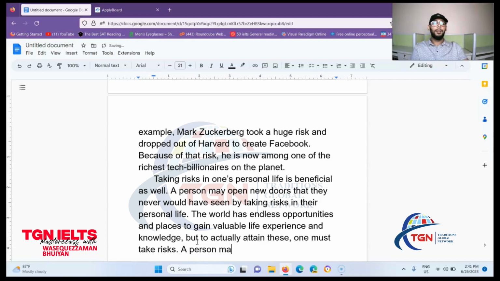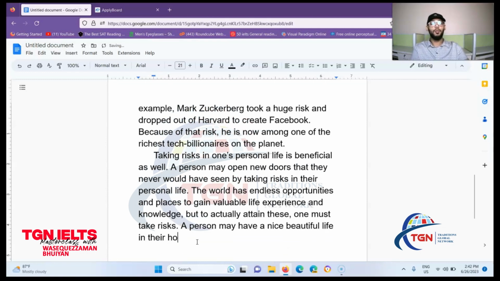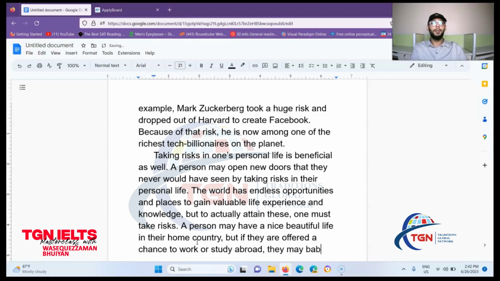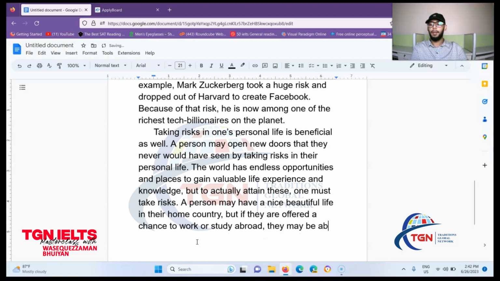A person may have a nice, beautiful life in their home country, but if they are offered a chance to work or study abroad, they may be able to create an even better life for themselves.